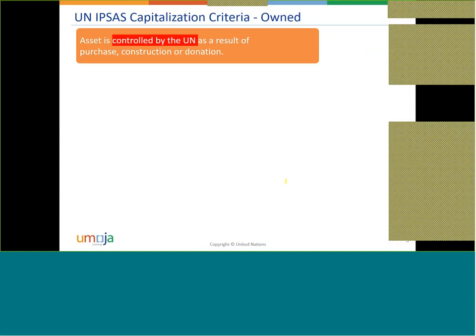And then notice that it says controlled by UN. It does not mean that UN acquired or paid for it directly. So we can have an asset that is owned by a different entity, but if we have control over it for more than 1 year, it's a candidate to be a fixed asset.